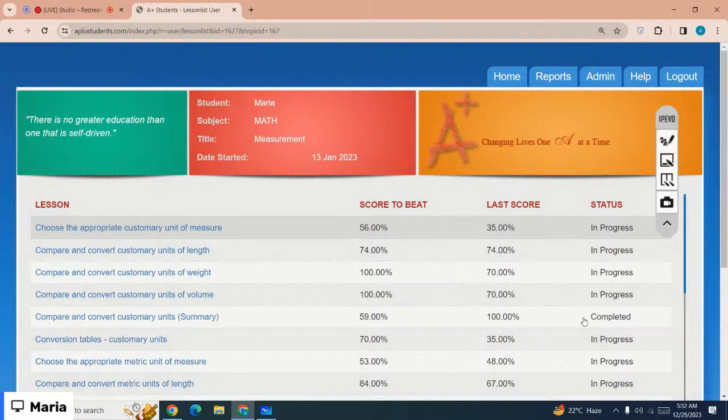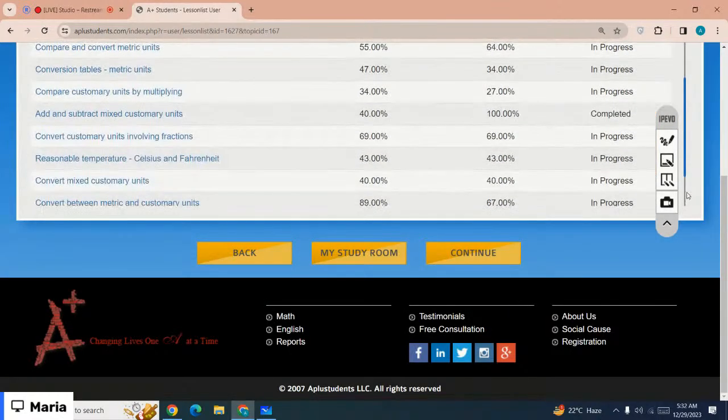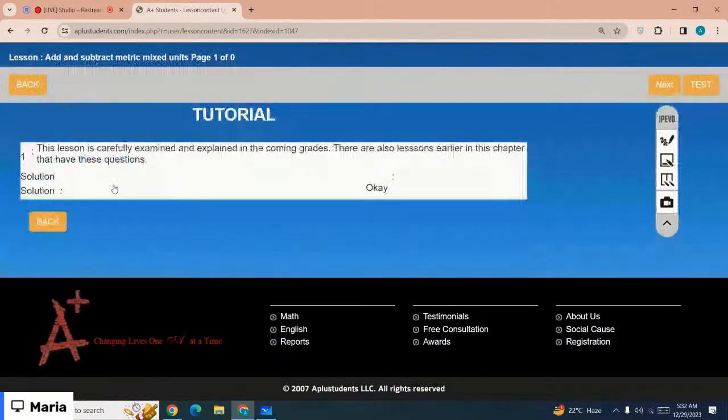The next lesson is the last lesson from this measurement chapter, very long lesson actually. That is add and subtract metric mixed units. The lesson is carefully examined and explained in the coming grades. There are also lessons earlier in this chapter that have these questions. The lesson is to move to the next grade, right? So we are done with the chapter.